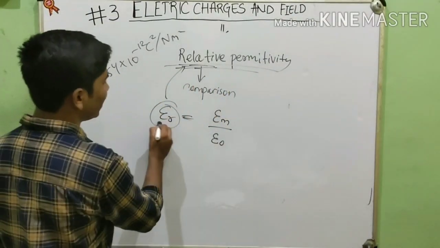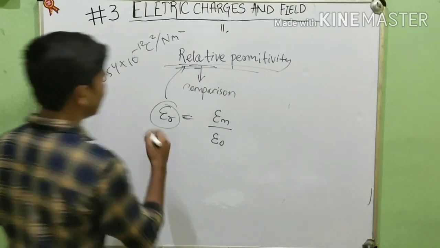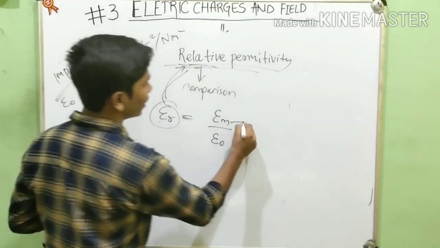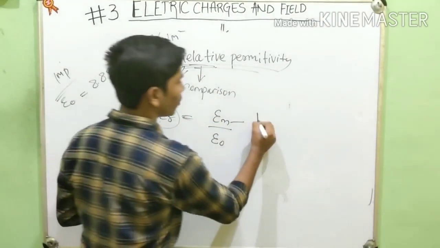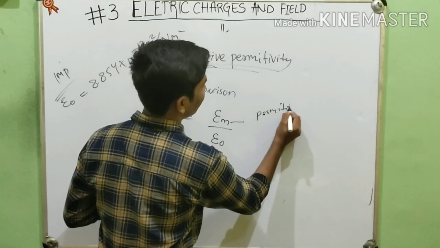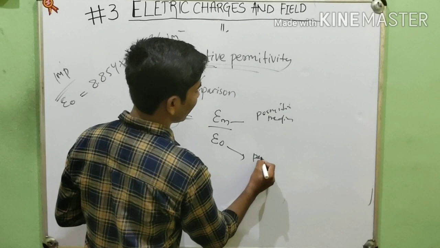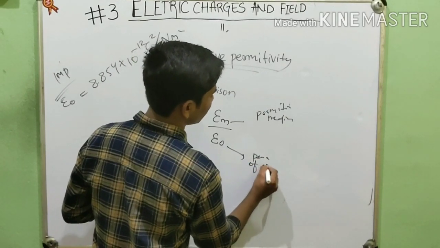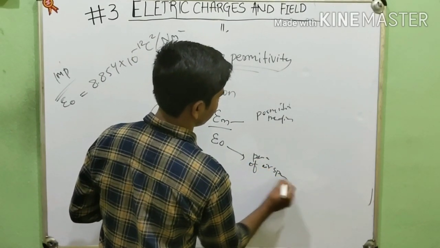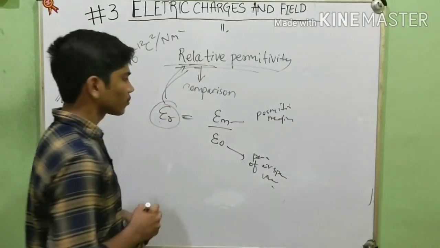So what is the value of ER? ER is EM by E naught. ER is the relative permittivity. What is EM? Permittivity in the medium. And E naught is the permittivity of air or free space or vacuum. This was understood.